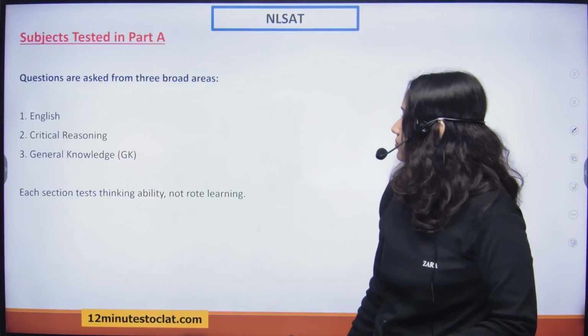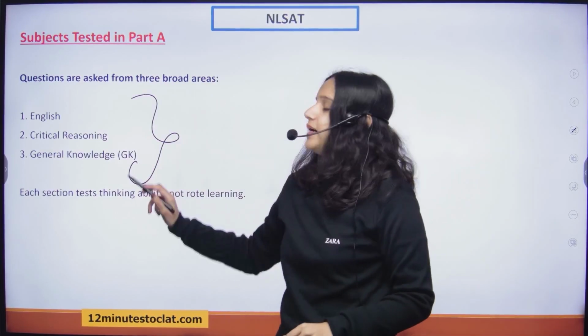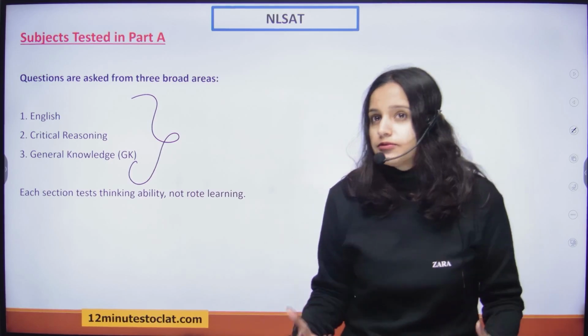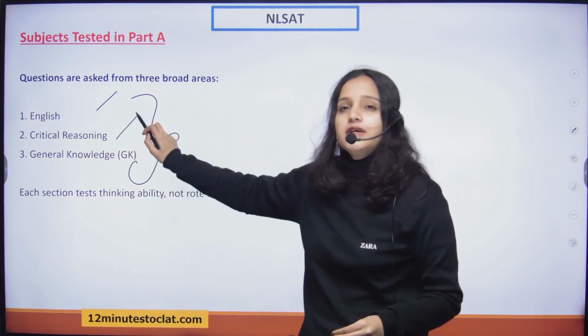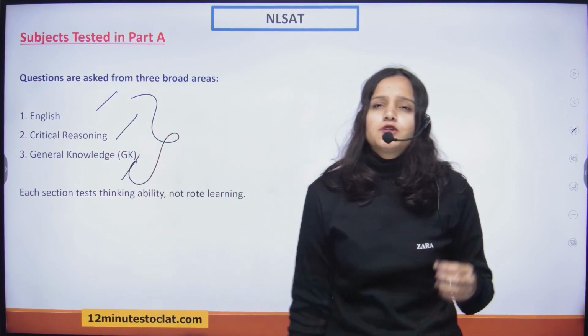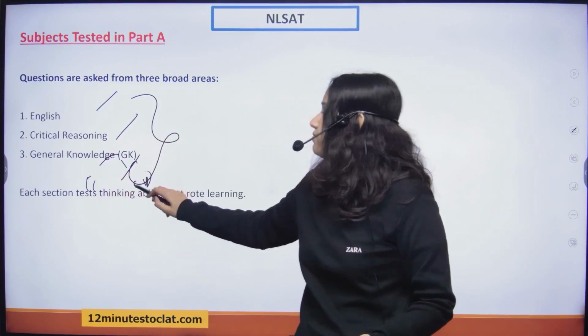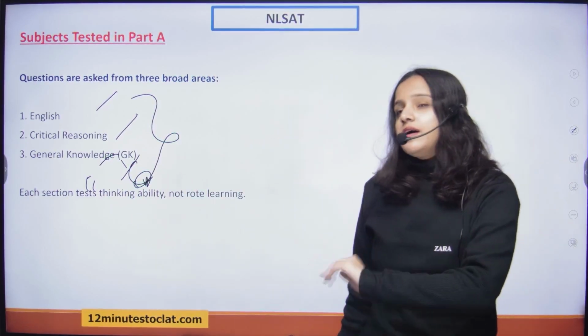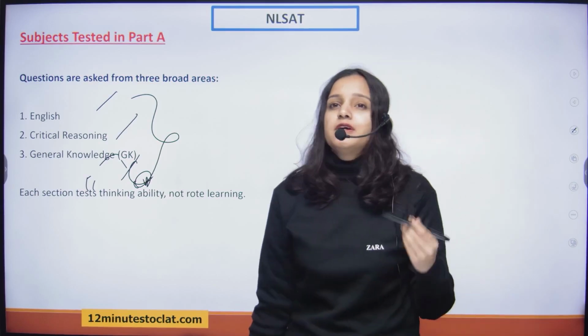Chaliye. Now, let's look at the subjects, right? Where are the questions asked from? Basically, three domains: English, critical reasoning, and general knowledge. General knowledge, again, two parts: GK and current affairs. Your static GK and your current affairs. We'll go one by one and we'll look at how we prepare for each section.